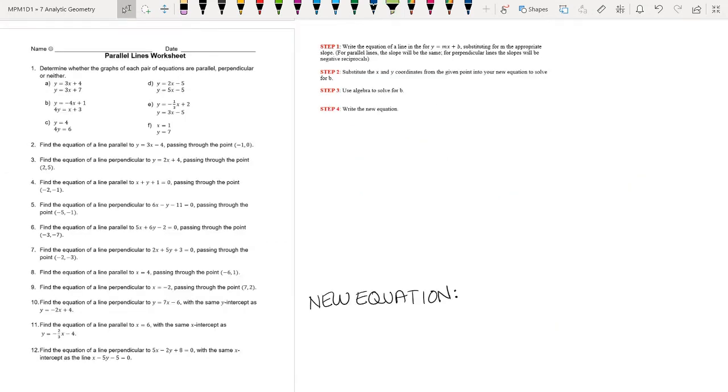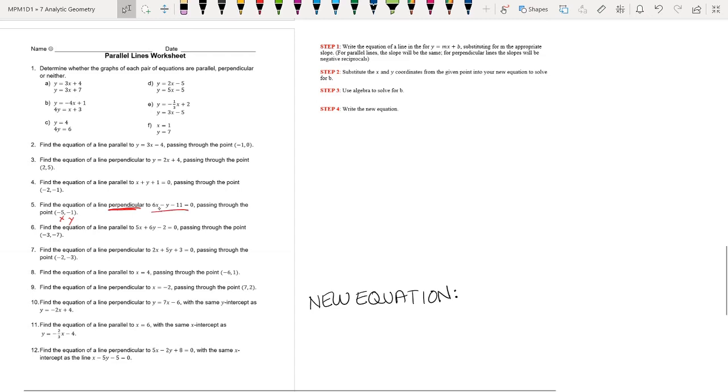Number 5 reads, find the equation of a line perpendicular to 6x minus y minus 11 equals 0, passing through the point negative 5, negative 1. Analyzing my question, I know I'm trying to find a line perpendicular to 6x minus y minus 11 equals 0, which is written in standard form and needs to be converted into slope y-intercept form so I can identify the slope. I can also identify the points, or the coordinates, x and y.